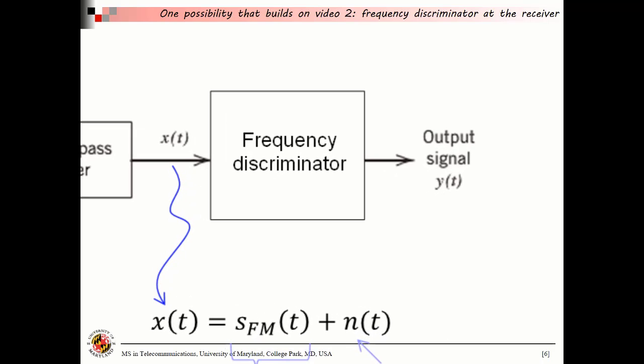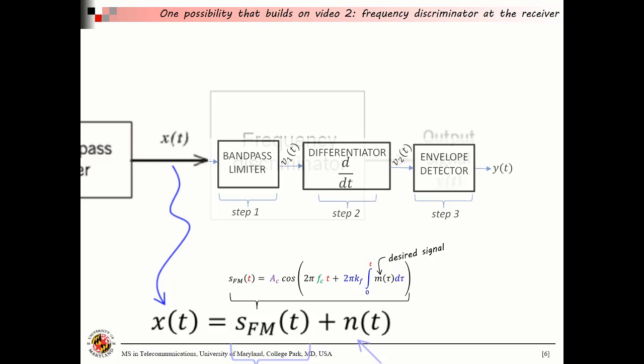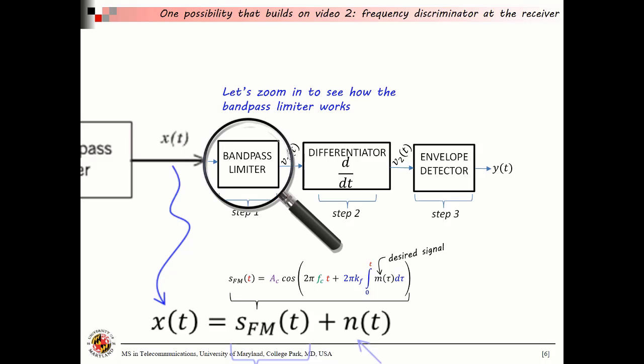Zooming into the frequency discriminator, we're reminded that the input to this frequency discriminator is our FM signal plus narrowband noise. And inside the FM signal, our information-bearing signal, the thing that we want to get to at the receiver, is embedded in the frequency of this FM signal. Now, the frequency discriminator has three principal parts: a bandpass limiter, a differentiator, and an envelope detector. The input to the bandpass limiter is x(t), which has our FM signal and narrowband noise. Let's call the output of this v_1(t). And let's zoom in to see how this particular block works.